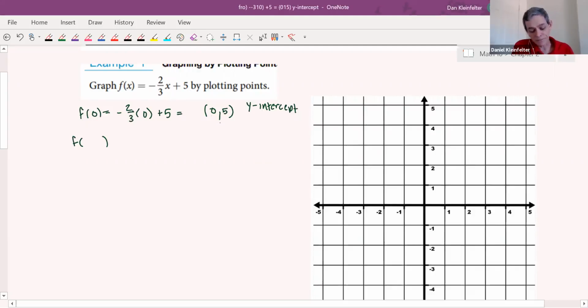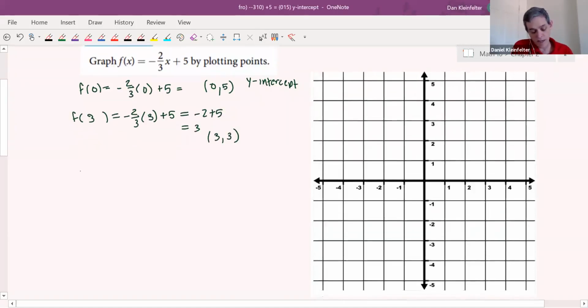Anyway, instead, it'd be better to pick an x value that is divisible by 3. If you pick an x value that's divisible by 3, then you're going to end up with a whole number or integer answer. So a nice number divisible by 3 would be 3. So let's just use 3. We'll have negative 2/3 times 3 plus 5. Here the 3's cancel. We have negative 2 plus 5, and that is 3. That's kind of interesting. So here our input will be 3 and our output will be 3.